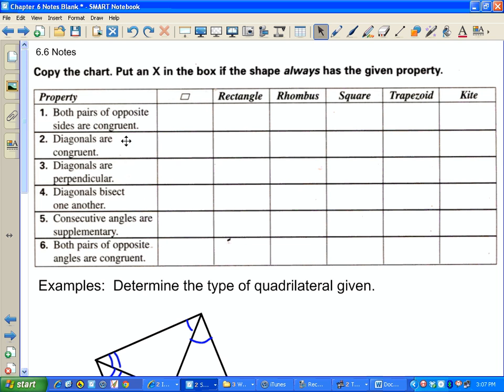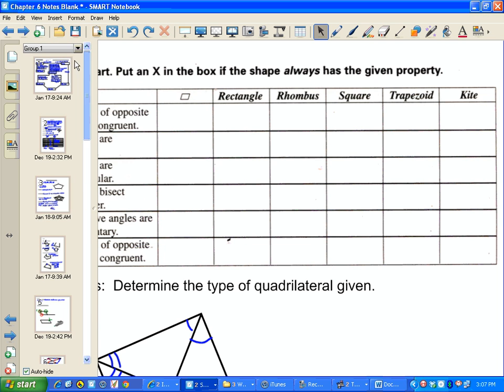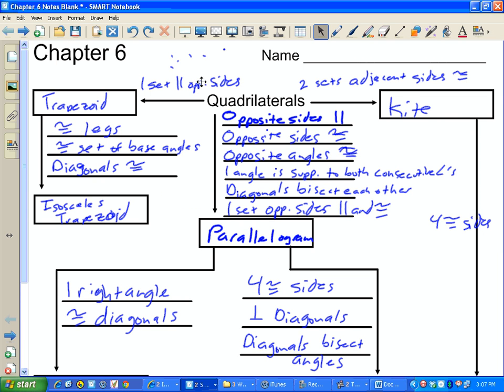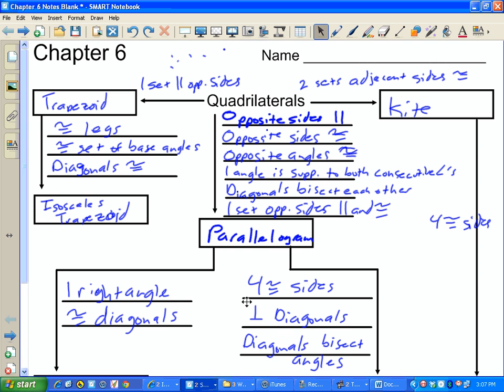The other thing that's going to help you is your front page on your packet, because we have a flow chart. So if I start with a quadrilateral and I start looking at what I have, if I see two sets of adjacent sides, I can move over and say, okay, that's a kite. If I find out it's got four congruent sides, then I can move down and say, okay, it's a rhombus. Then I can test to see, does it have a right angle in there? That would make it a rectangle, which would make it a square. Things like that. So this is a good flow chart you can use.